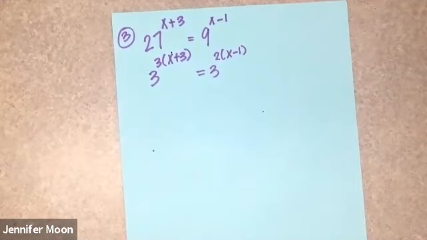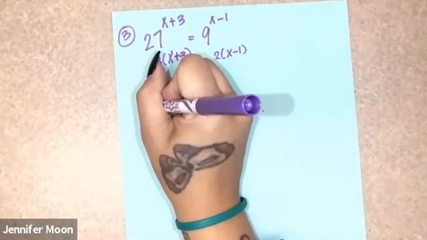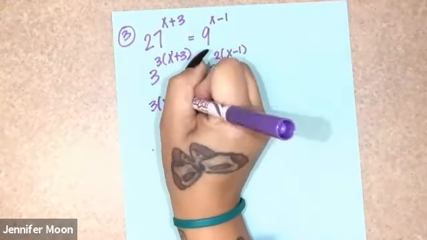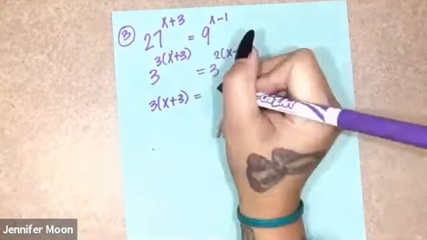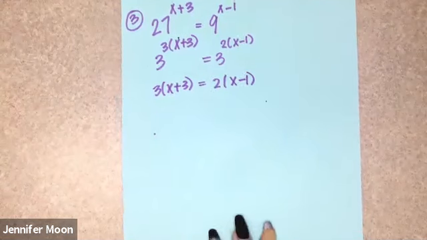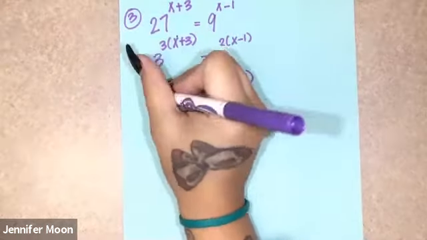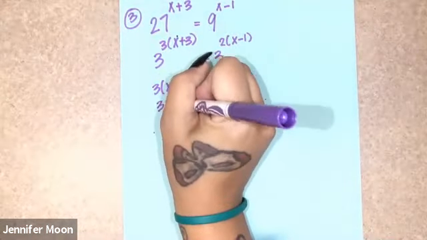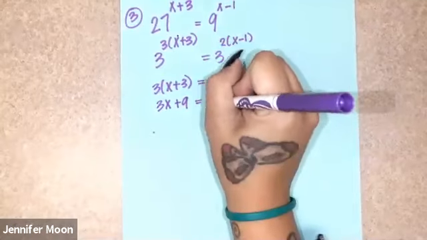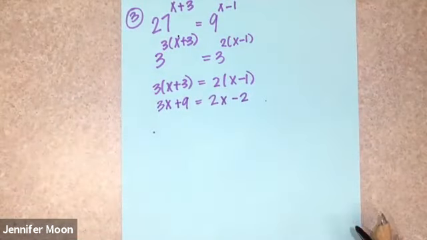And so now that my bases are the same, just set your exponents equal to each other and solve for x. So we would have 3 open x plus 3 close equals 2 open x minus 1 close. And then y'all, that's just like distribution, right? That's something touching the parentheses. Let's go ahead and distribute that in. I get 3x plus 9 equals 2x and then a minus 2.